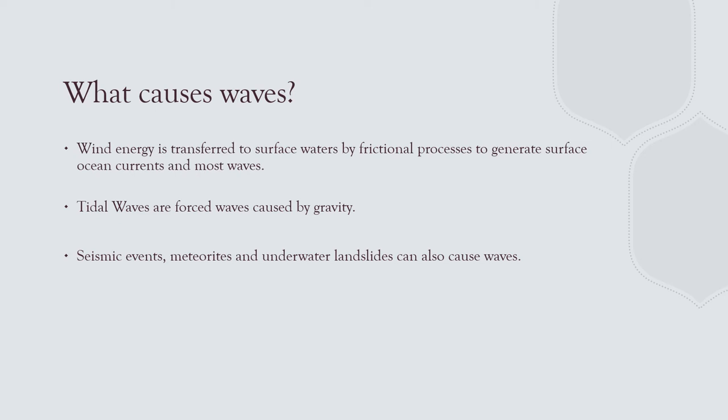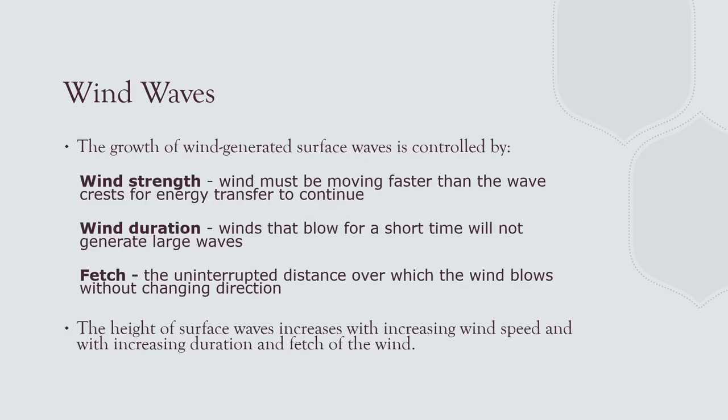Wind energy is the number one cause of waves. Then tides are caused by gravity. Seismic waves or tsunamis caused by earthquakes, landslides, meteorite impact, along those lines. When you look at a wind wave, how strong the wind is, how long the wind is blowing, and the distance the wind has to build up force are the three factors that determine wave power. Strength, duration, fetch.